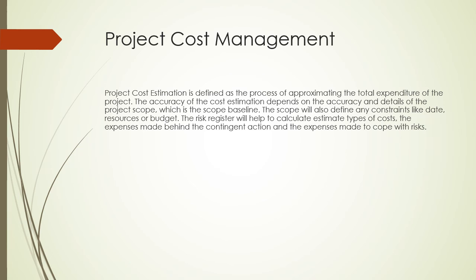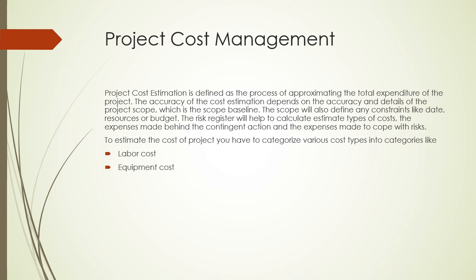The risk register will help to calculate estimated types of costs, the expenses made behind the contingent action, and the expenses made to cope with the risks. To estimate the cost of a project, you have to categorize various cost types into categories like labor costs, equipment costs, cost of supplies, travel costs, training costs, overhead costs, etc.